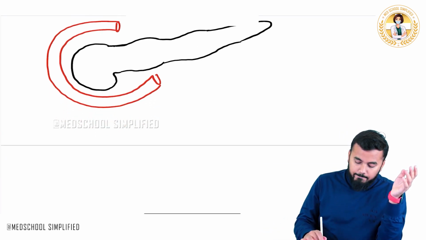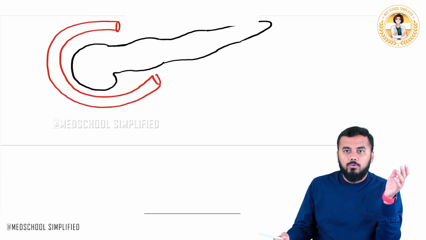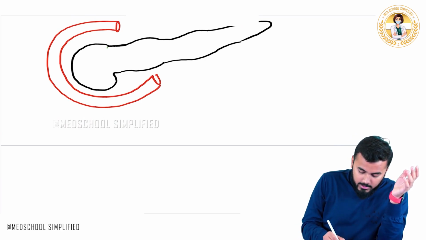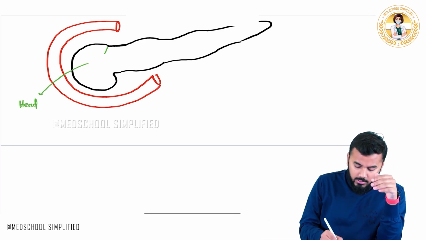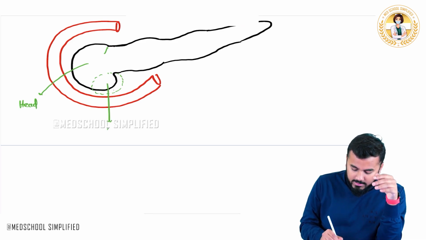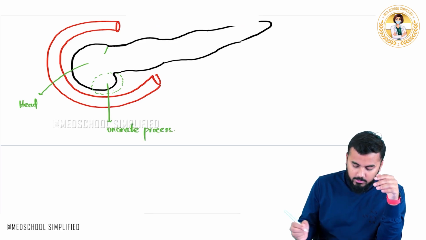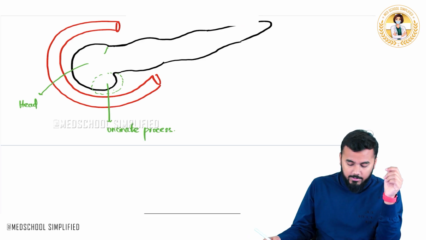Now in this, a few important things you need to know. Till here, this is called the head of the pancreas. What is this called? I told you already. This is called the head of the pancreas. Just beneath the head, if you see this part whatever you can see here, this part is called the uncinate process. This is called the uncinate process of the pancreas.